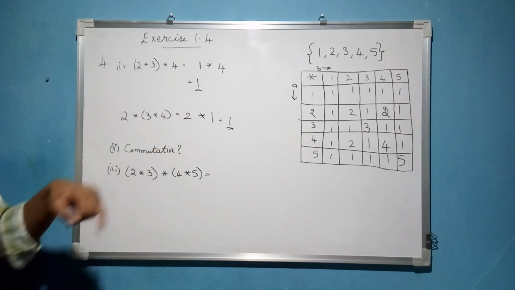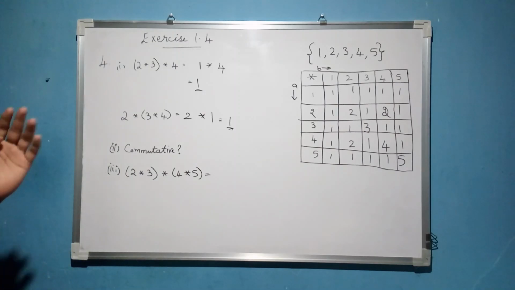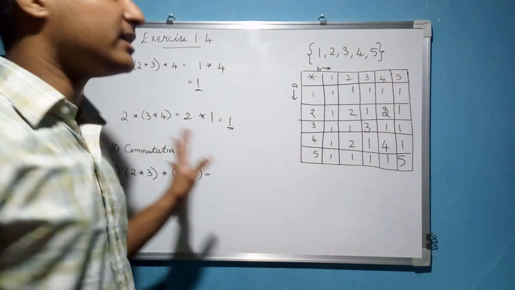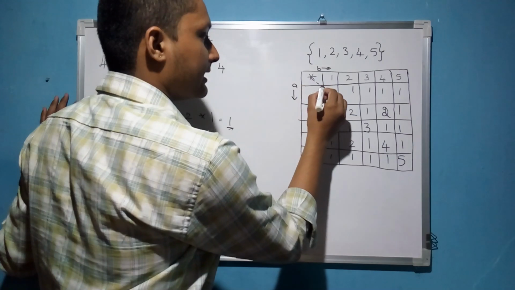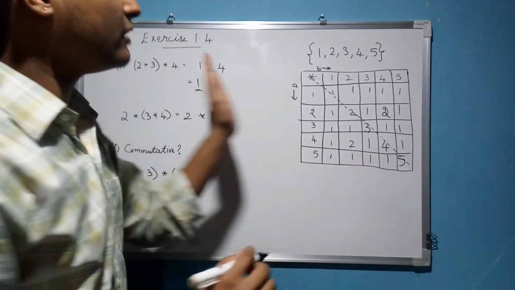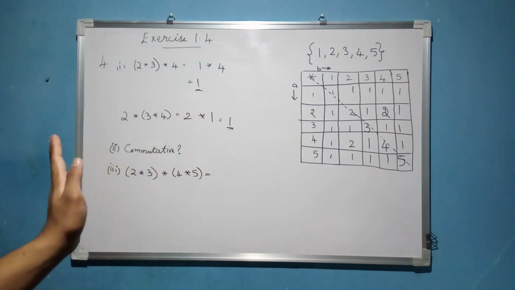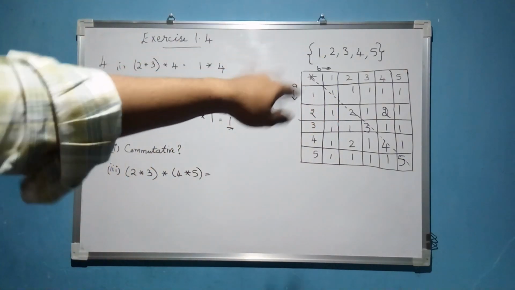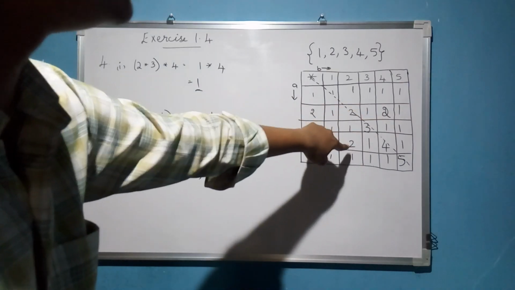So the next part of the question is to check whether it is commutative. So just by seeing the operation table, one simple method is to just draw diagonal like this. Maybe you need to draw a diagonal like this. So if it is symmetric along that axis, that means that, so you can understand that here too, here also 2 is present.